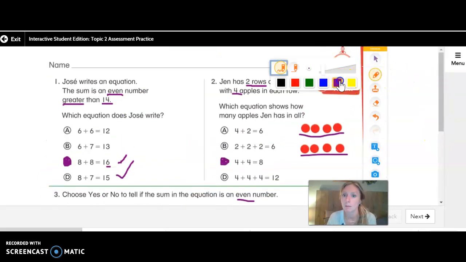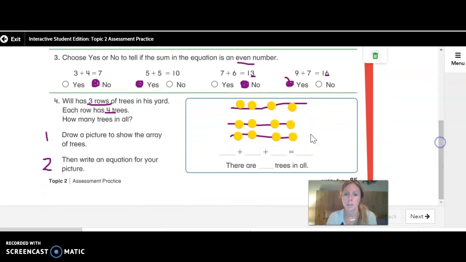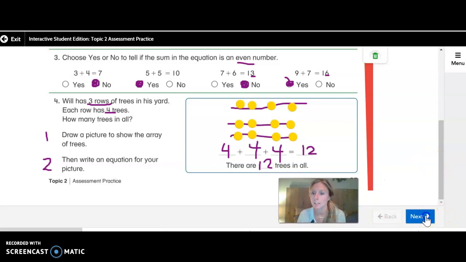I'm going to go back up and grab my pencil back out. So we would do 4 plus 4 plus 4 equals how many in all? If you already know, please write in your answer. And if you don't, you can go through and count these dots. You created this picture and this model to help you out, so you can go through and count. 1, 2, 3, 4, 5, 6, 7, 8, 9, 10, 11, and 12. 12. So there are how many trees in all? 12 trees in all. You guys, great, great job. Let's go on to the next page.